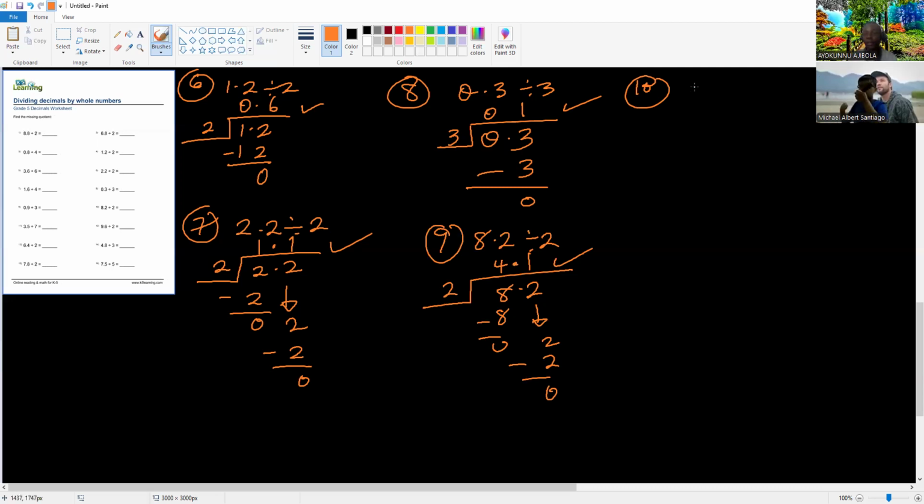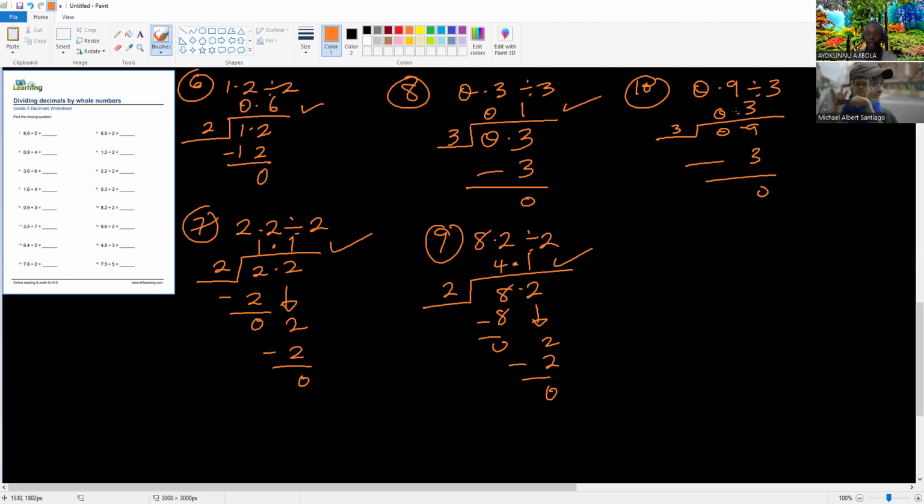0.9 divided by 3. So you have your 0.9 here. You have your 3 here. 3 can go, and 3 here is 3. So you have 3. Then you have 0. So your answer is 0.3.